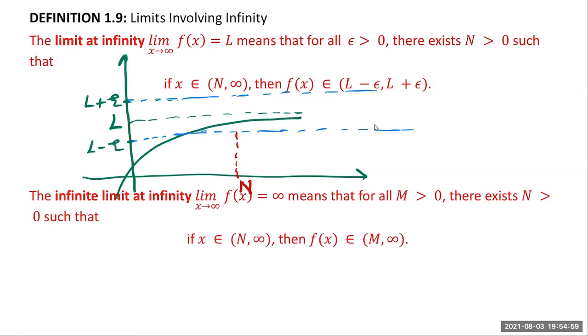Okay, and then the infinite limit at infinity. What do you mean by limit as x goes to infinity, f of x is equal to infinity? That means for all m greater than 0, there exists n greater than 0 such that if x is in this interval n comma infinity, then f of x is in this interval m comma infinity. Okay.